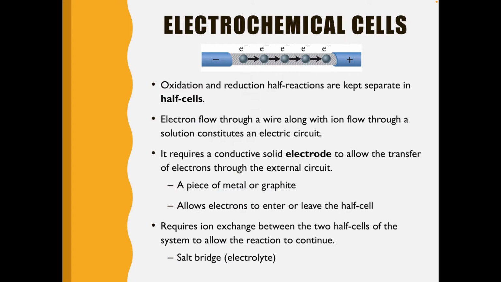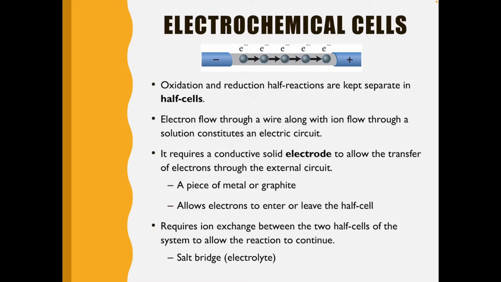So when we have these oxidation and reduction half reactions that we are separating, we call them half cells. Each reaction will take place in a separate beaker. So we call them half cells because each one contains half of the reaction. And the electrons will flow along a wire that's going to be connected between those two beakers, between those two solutions. And that's where our electric current will flow.